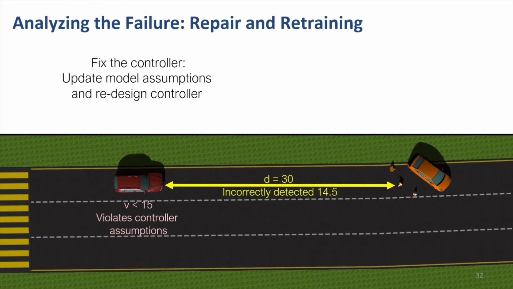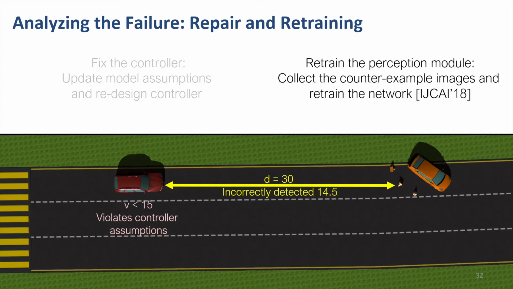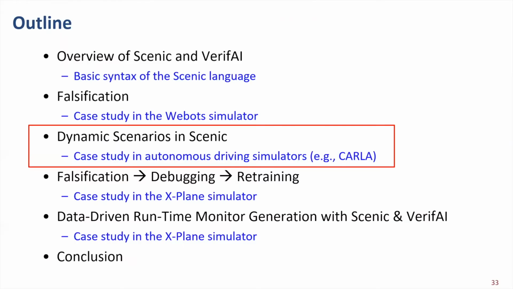So using this toolkit, we were able to isolate this assumption, fix the controller, generate new data, retrain the perception module, and then make this particular error go away. Okay, so that's an example of how we do falsification using the static segment of Scenic and using some of the falsification algorithms in Verify. And with that, I will turn it over to Daniel Fremont to talk about dynamic scenarios in Scenic.